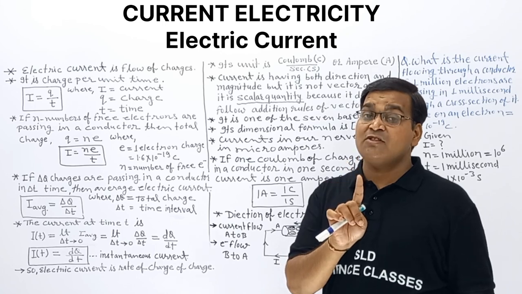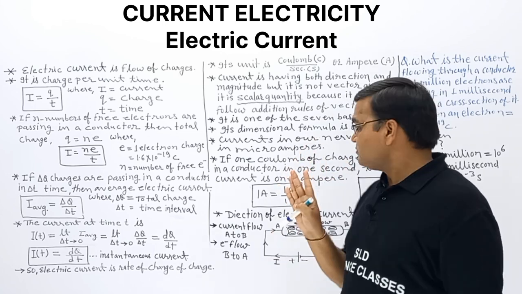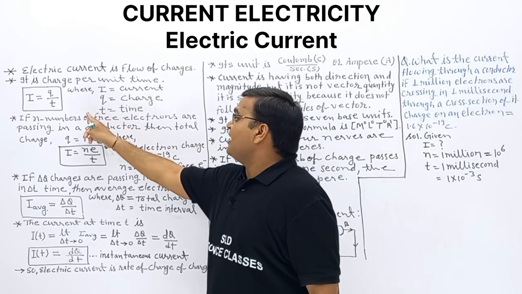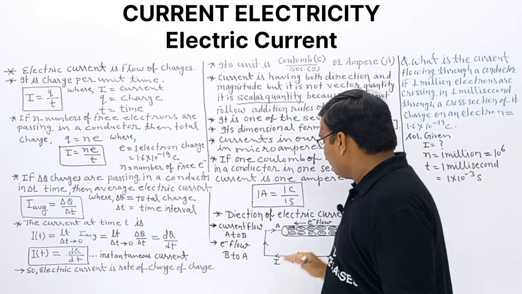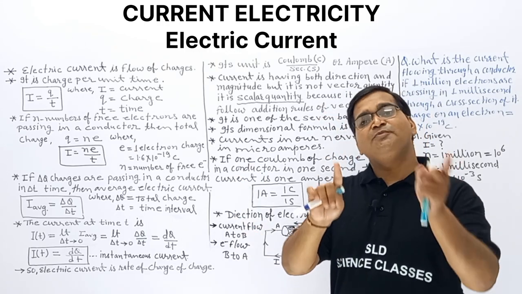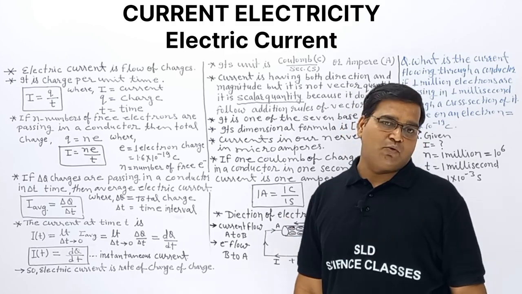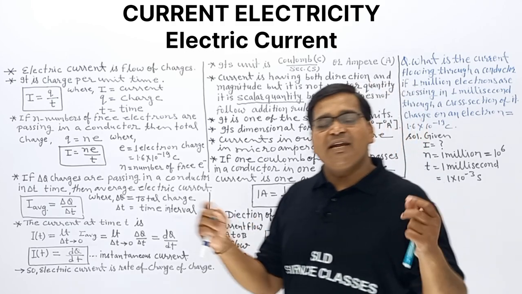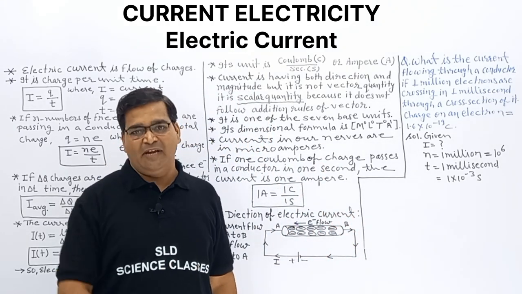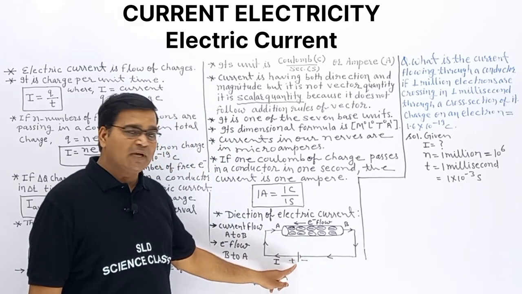This is the conductor, and in it current is flowing. Current flowing means flow of charges. Charges are flowing, and n number of free electrons are passing in a conductor. One is the flow of charges, and the other is the flow of electrons. Both are different.